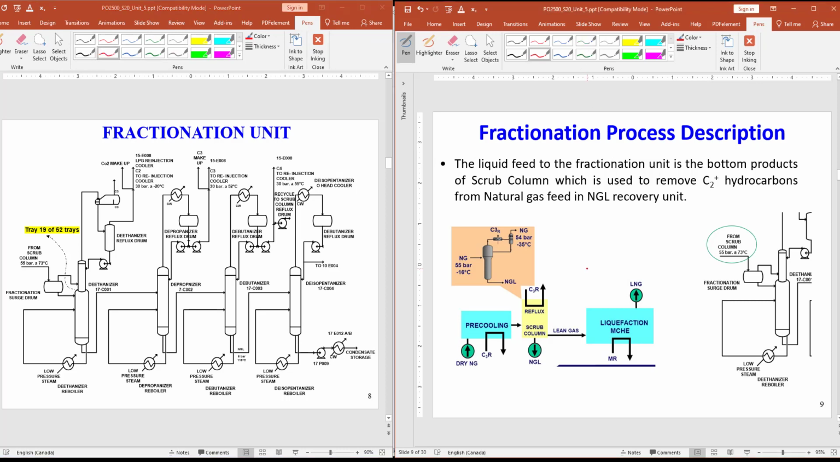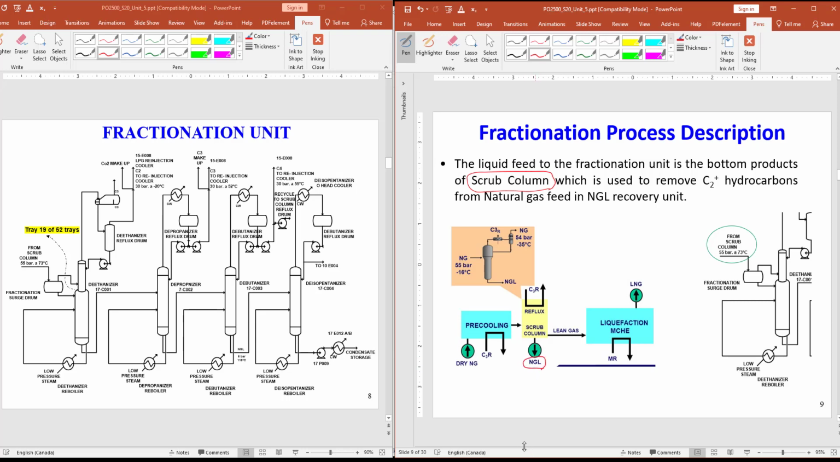So, fractionation unit, the description. The liquid feed to the fractionation unit is the bottom product of a scrub column. So in the LNG plant, we have several units. You remember we had this picture in the previous unit, in unit 4. So we had several units to separate LPG, LNG, you know, NGL. NGL is a bit different from LNG.